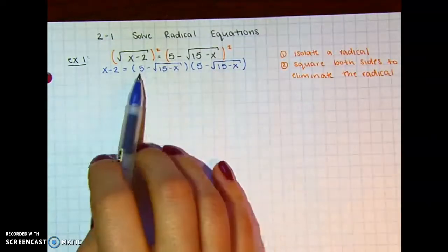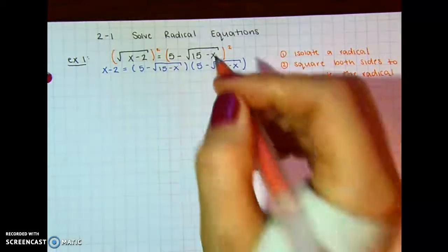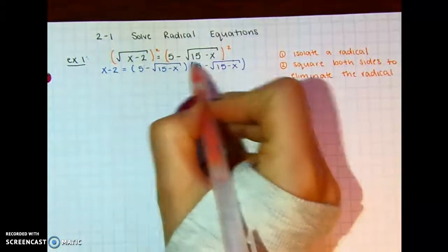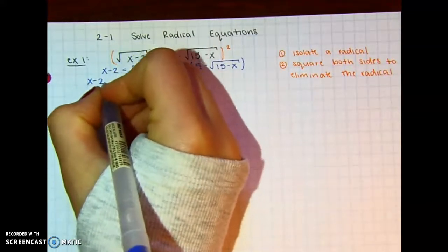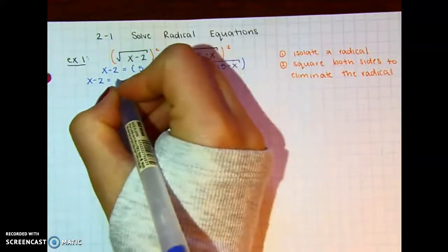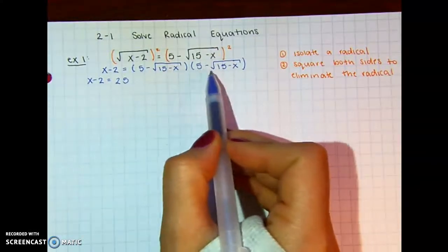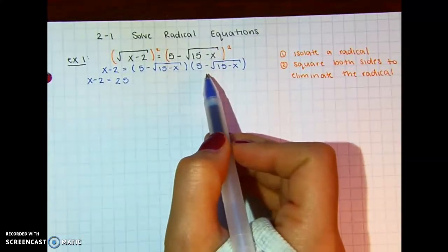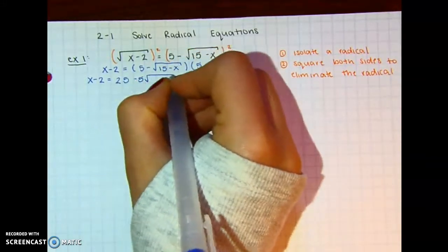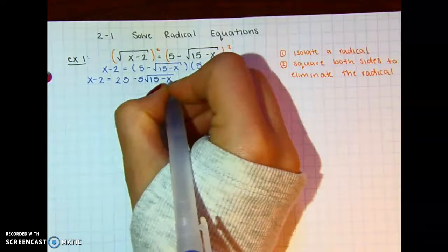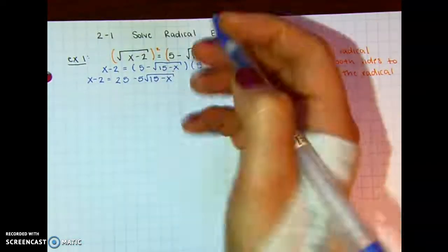Okay, and then we're going to FOIL these. So if you don't remember foiling or double distributing, you do 5 times 5. Actually, I'll just bring everything down and do it. So 5 times 5 is 25. And then we have 5 times negative root 15 minus x. So that's minus 5 times the square root of 15 minus x. Then we have negative square root of 15 minus x times 5, so we have another one.